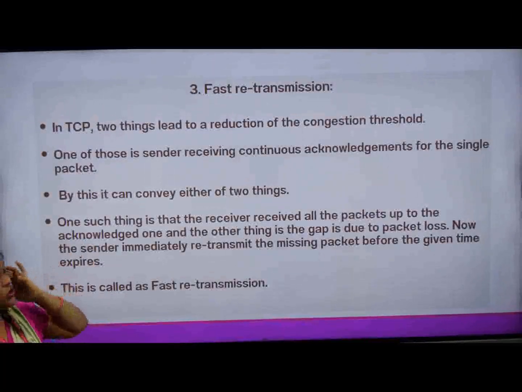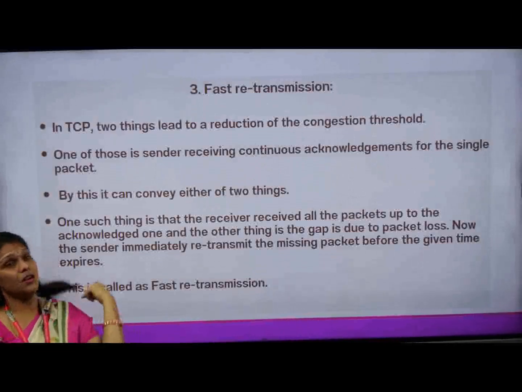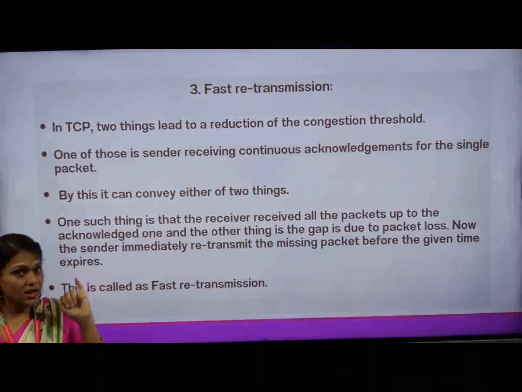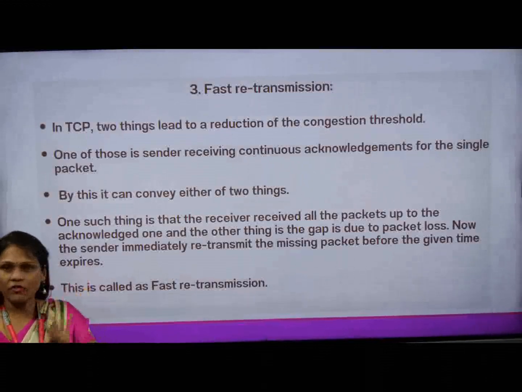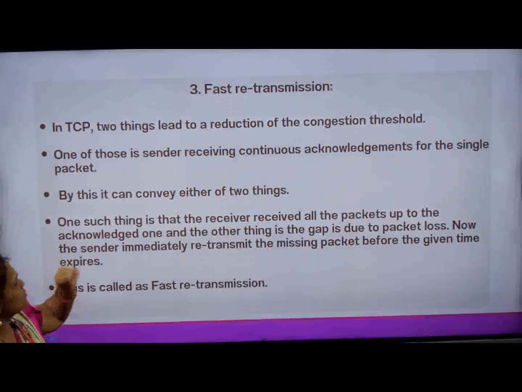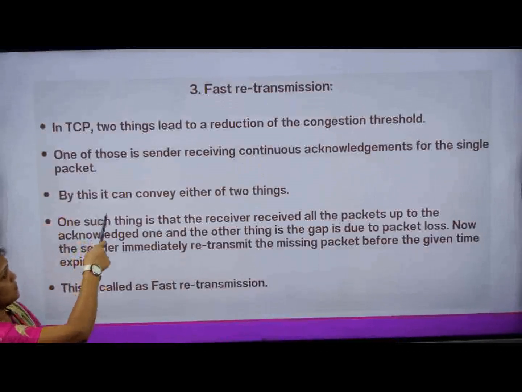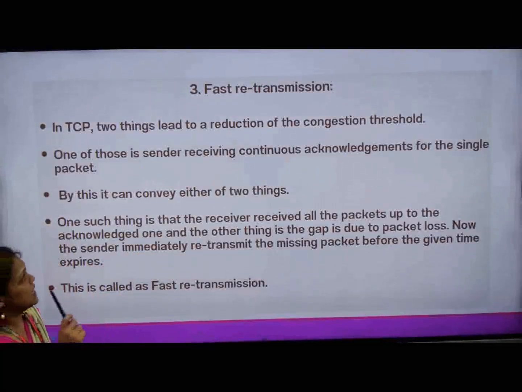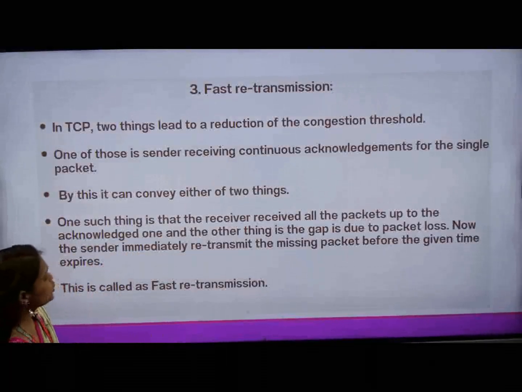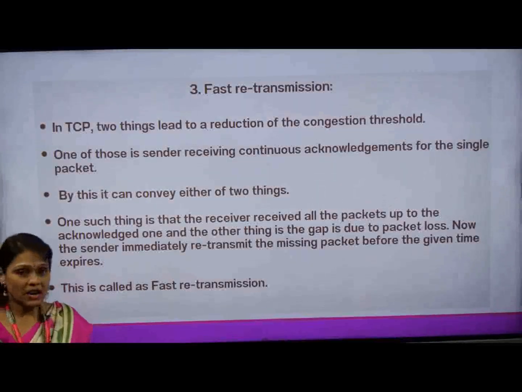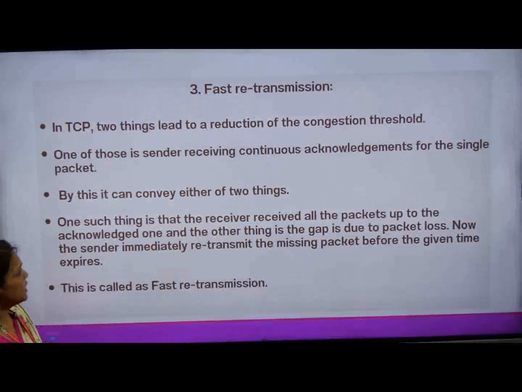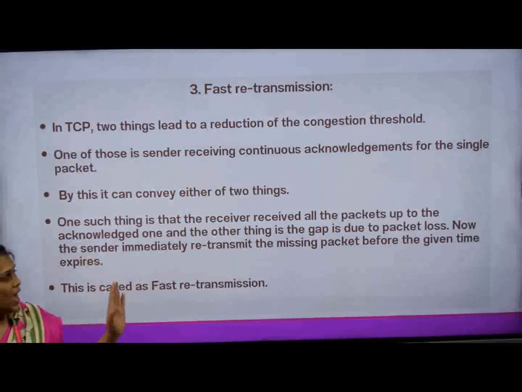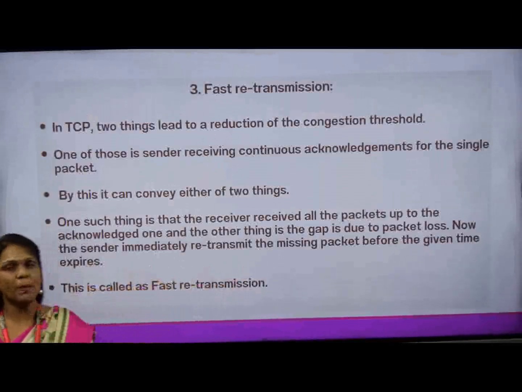Next is fast retransmission. As we have seen in the earlier slides, the 3 areas to concentrate on are congestion control, slow start and fast retransmission. In fast retransmission, what is it mentioning? In TCP, 2 things lead to a reduction of the congestion threshold. One of those is the sender receiving continuous acknowledgements for a single packet, conveying either of 2 things. What are they? One is that the receiver received all the packets up to the acknowledged one, and the other is that the gap is due to packet loss.